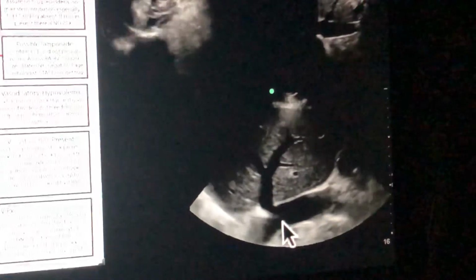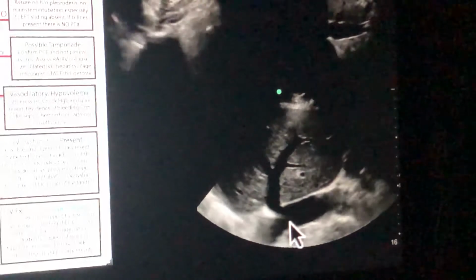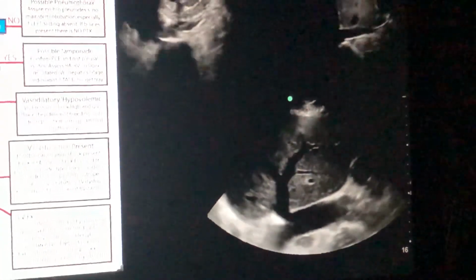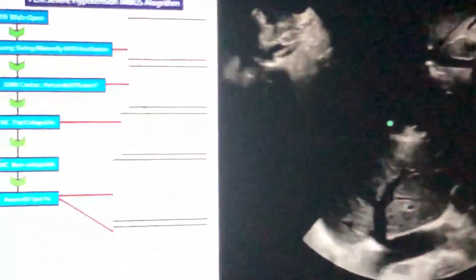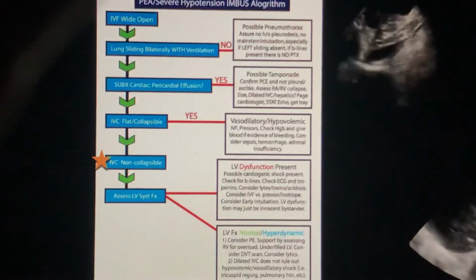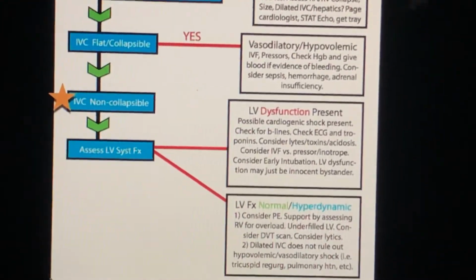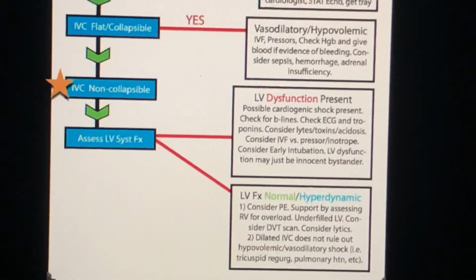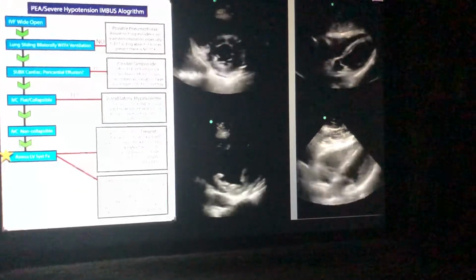This might mean volume overloaded, or it might not, but it just means that the pressures in the right atrium are elevated. In and of itself, the dilated IVC should not mean that you need to stop volume resuscitation, as there are clinical entities such as tamponade that have dilated inferior vena cavas and actually benefit from IV fluid and increased preload. Last on this algorithm is an assessment of cardiac function, and this is a global eyeball of how well this heart is doing.